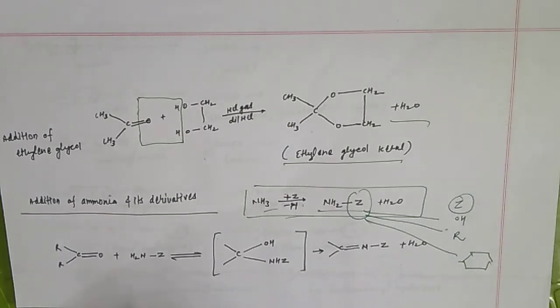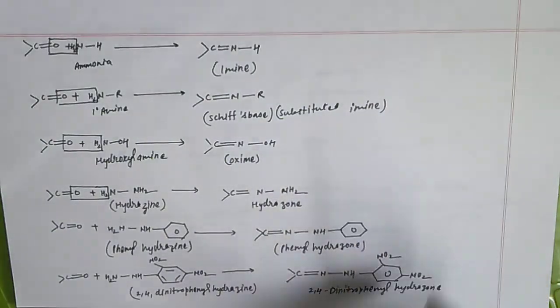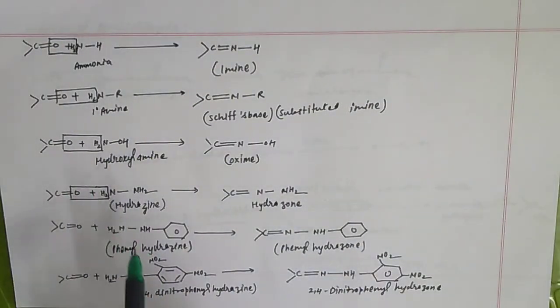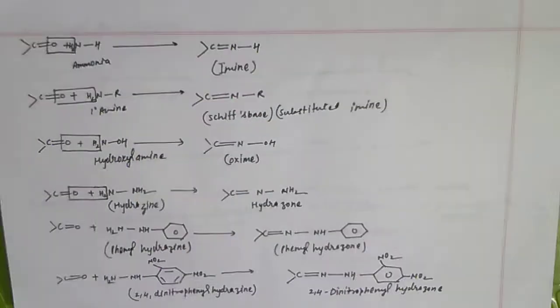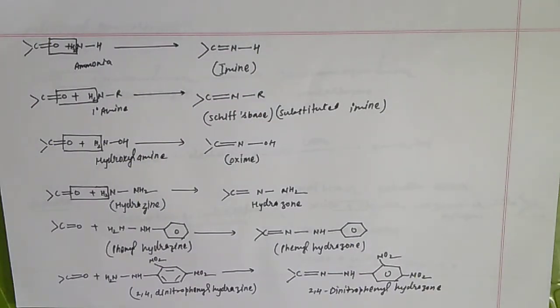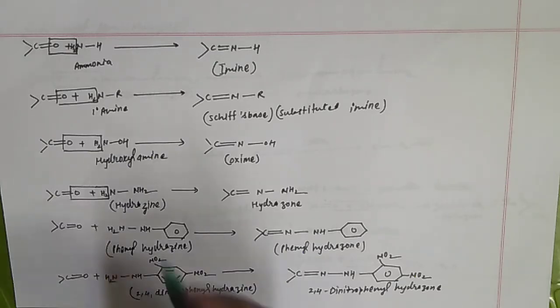Now when the ketone is treated with ZNH2, it will give an intermediate, and again it will give the final product by loss of a water molecule. So now let us move to the examples. Firstly we are adding ammonia. If you add ammonia to the carbonyl compound, what will happen? It will give the imine. Okay, imine. If you heat ammonia with the carbonyl compound, imine will form. Why will imine form? Because the number of hydrogens is less.